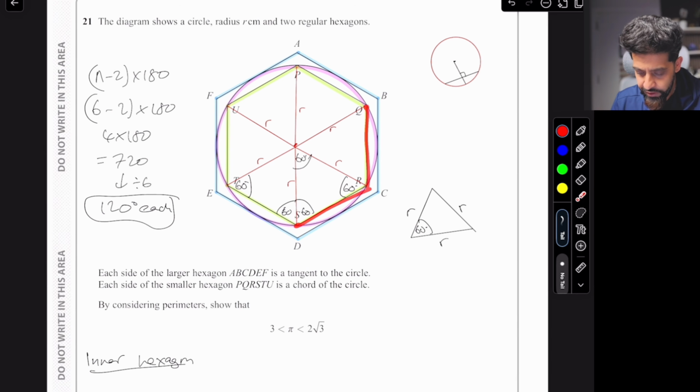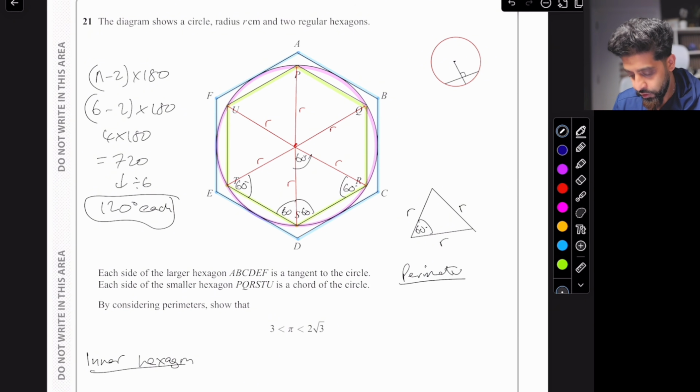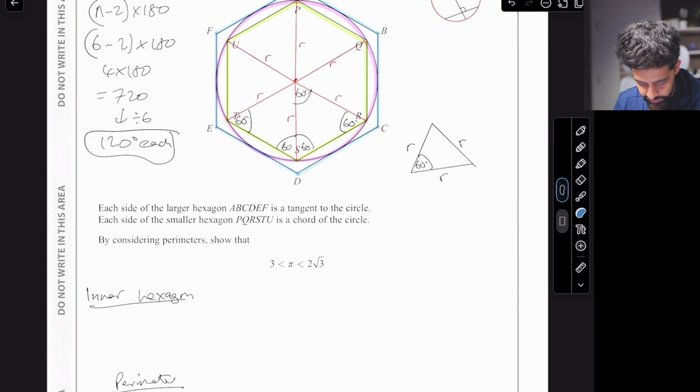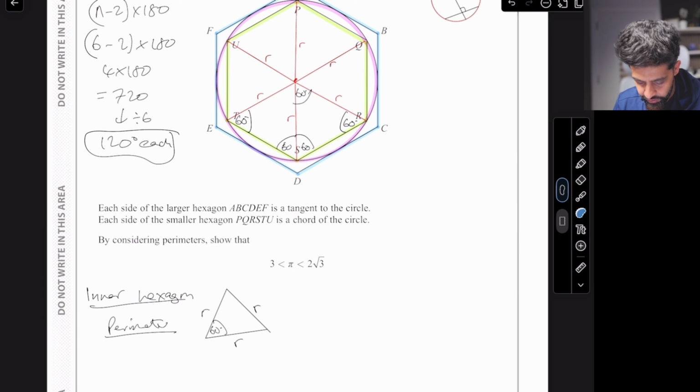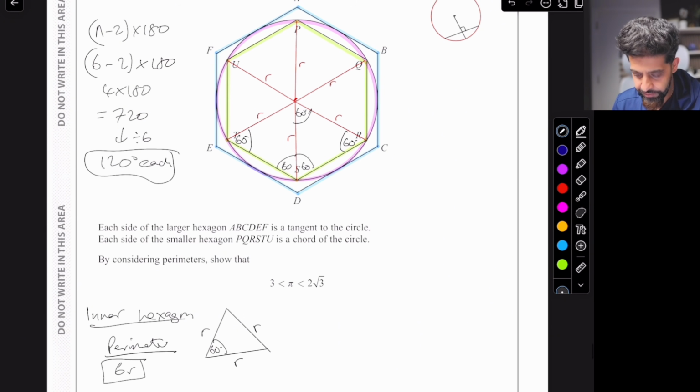Let's look at the perimeter of this. What would the perimeter be? If it's equilateral, this is R, like I've written here. How many R's do we have? We have 6 of them. So the perimeter of the smaller hexagon, I should write it down here with the diagram that I've got, is going to be 6 times R, which is 6R. So that's the perimeter of the smaller hexagon.